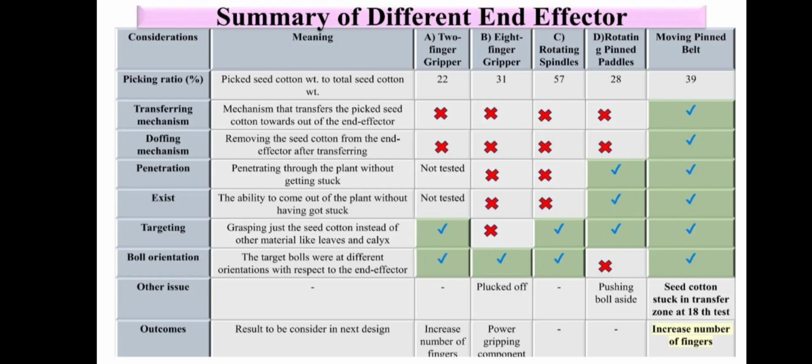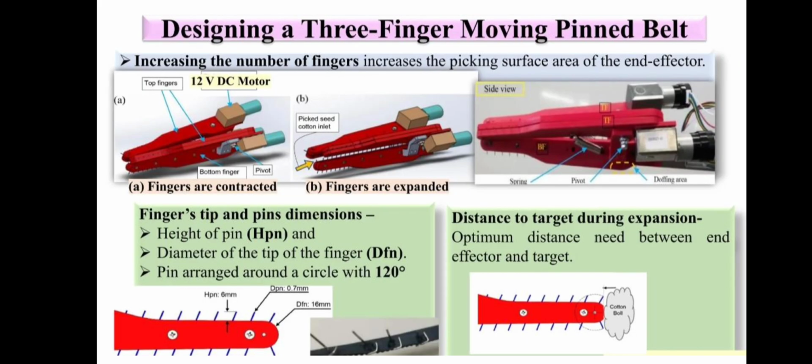So the choice of mechanism depends on factors like the cotton variety, farm size, and the desired quality of the picked cotton, as mechanical picking often results in lower quality fiber compared to the hand picked cotton. For efficiency and good quality, we chose multi-finger end effector, and in multi-finger end effector, we have chosen the moving pin belt mechanism. So the seed cotton stuck in transfer zone at 18th test, and increased number of fingers gives the best gripping support. So we have designed a three finger moving pin belt.